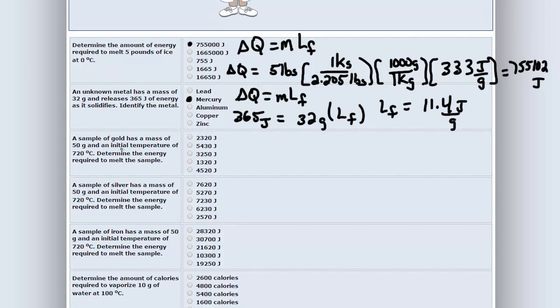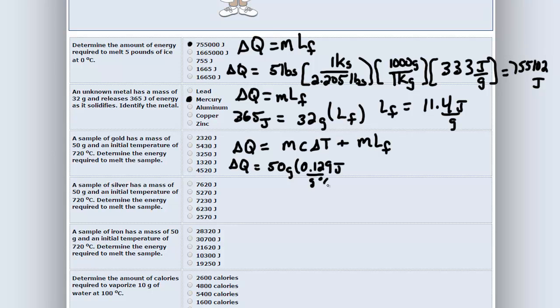A sample of gold has a mass of 50 grams and an initial temperature of 720 degrees Celsius. Determine the energy required to melt the sample. What we need to do is bring the sample up to the melting point, and then we have to go through the melting point. So we're going to have delta Q equals mc delta T. That gets us up to the melting point. And then we have to add mL sub F because we have to melt it. So our total energy, delta Q, is the mass, which was 50 grams. And now we have to use the specific heat of gold, which is 0.129 joules per gram degrees Celsius.